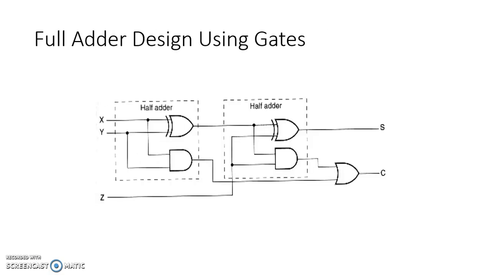Further, we can say a full adder can also be designed by combining two half adders, which is shown in the figure. Here, if we consider the first slide, in that slide we see our half adder consists of only one XOR and one AND gate. So if we cascade, if we combine two half adders and use one OR gate, we can form the full adder.